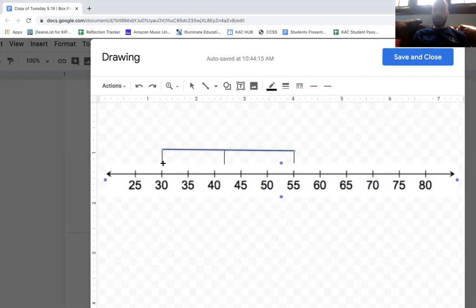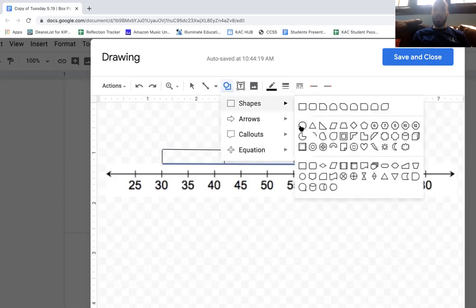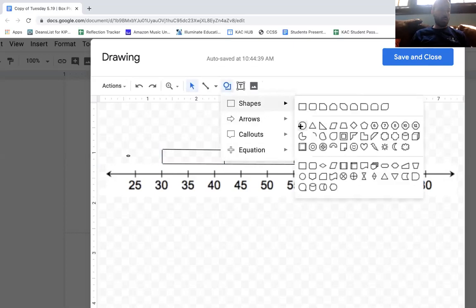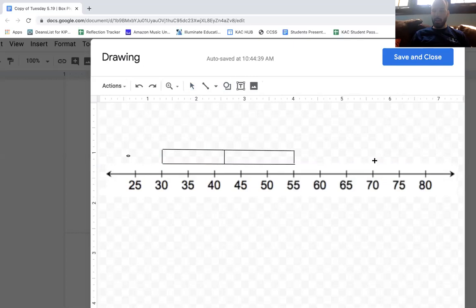I'm getting better and better every time I do these. They look less crooked, although still kind of crooked. I'm not done yet because I still need to put my highest and lowest value. My lowest value was 24. I'll click shapes. I'll go to a circle and draw a dot right around 24. It's right here. Draw a dot there. Oh, it didn't show up. Let me try again. Kind of a weird dot, but that's okay. It's where it needs to be. Draw a dot at my highest value, which was all the way down at 75.